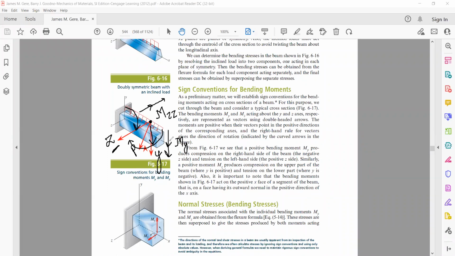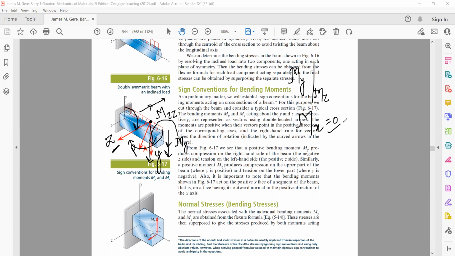There will be no component along the x-axis, because for a moment along the x-axis, the rotation has to be in what direction? The rotation here has to be in this direction, which no component of the force here can do. So you have only the moment along the y-axis, and the moment acting along the z-axis. There is no moment acting along the x-axis.